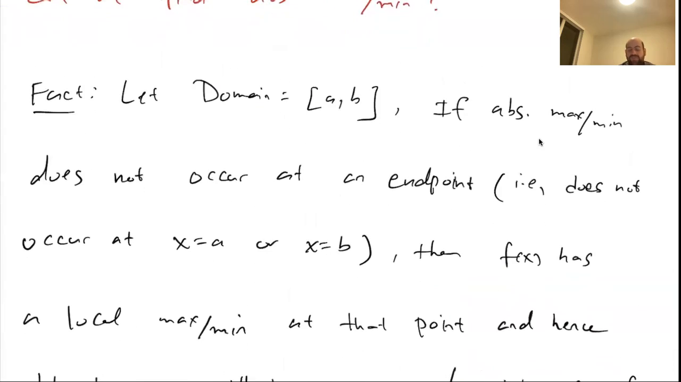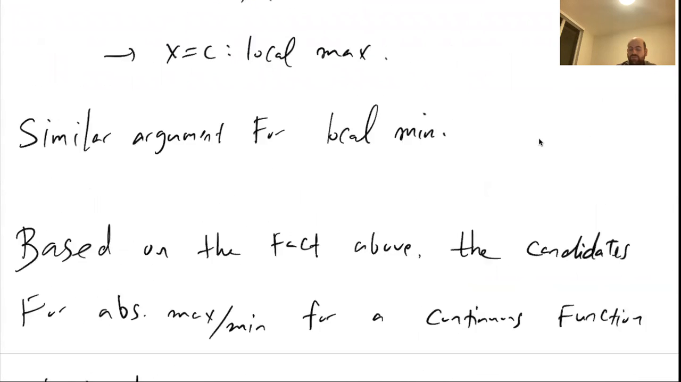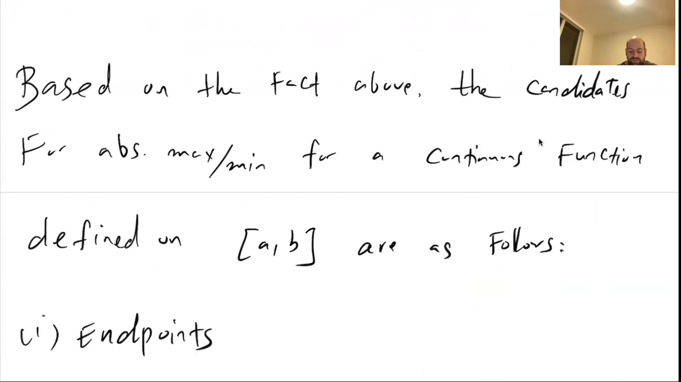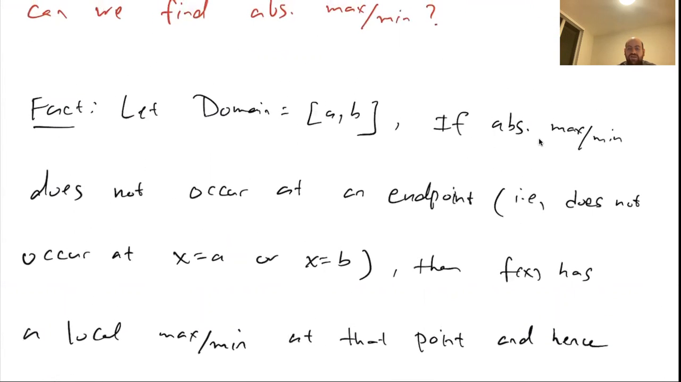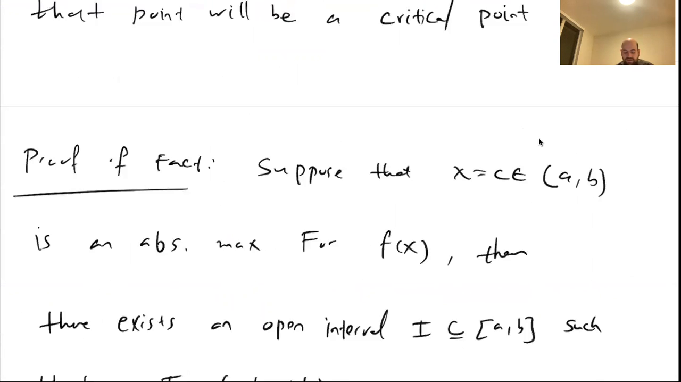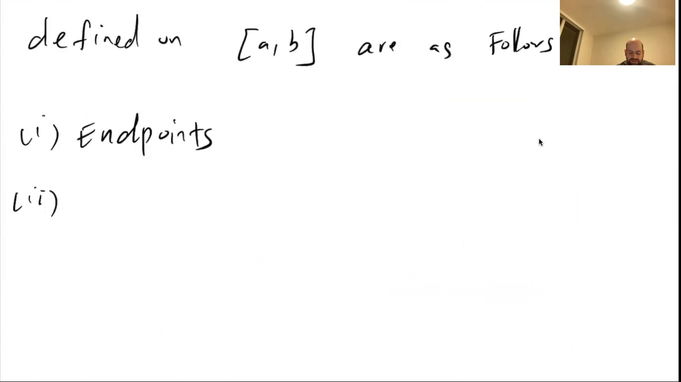The fact said if the absolute max and min are not endpoints, it is possible that they are endpoints. Endpoints can be absolute max and min. That is possible. But if endpoints are not the absolute max or min, then the absolute max and min must be local max and min, and therefore critical points. Okay, so the second possibility is critical points.